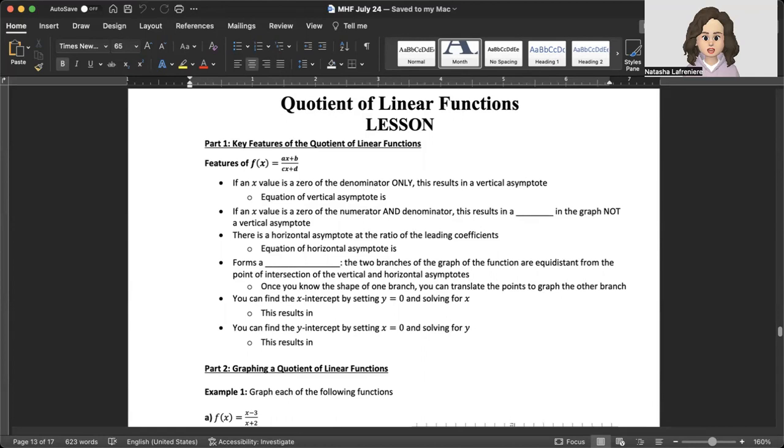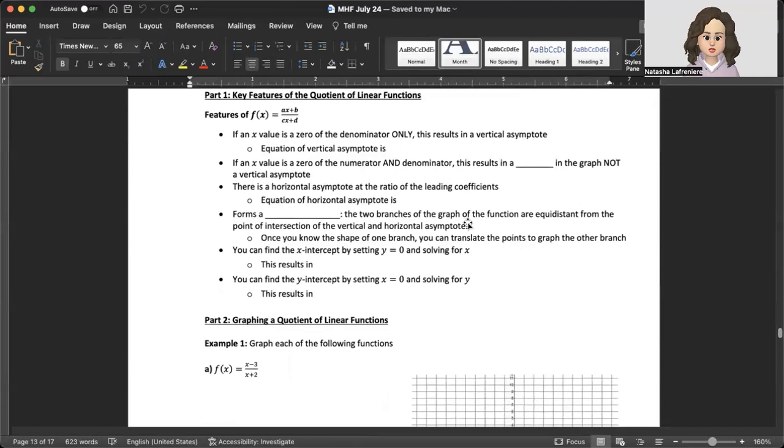Okay, so features of f of x is equal to ax plus b over cx plus d. If an x value is a 0 of the denominator only, this results in a vertical asymptote. So the equation of the asymptote is, I'm getting my pen out. I'm going to use a different color than I've been doing for my other class. Okay, so your vertical asymptote will be equal to negative d over c. So these two numbers here.